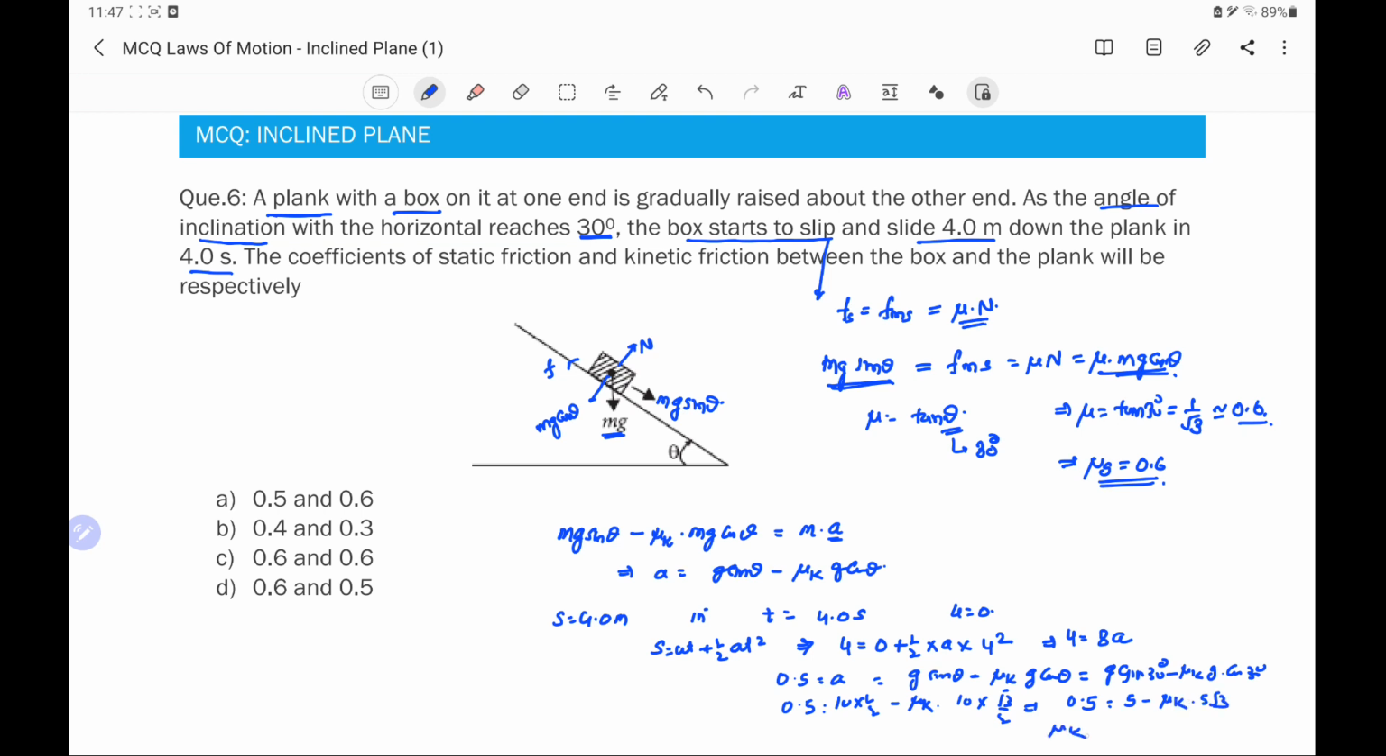So mu k equal to 4.5 by 5 root 3. That is equal to, on simplifying, we will get 0.5. So option D is the correct option.